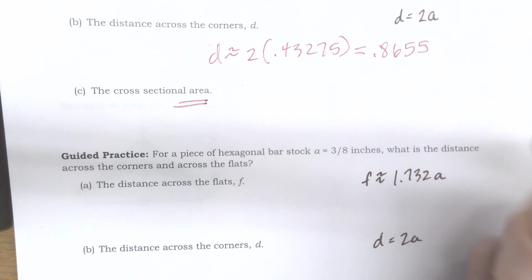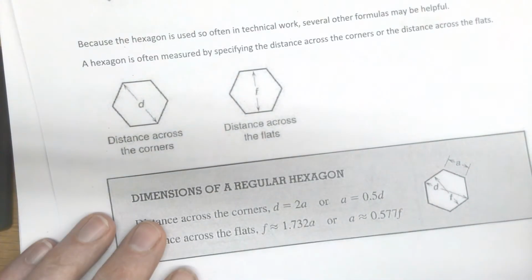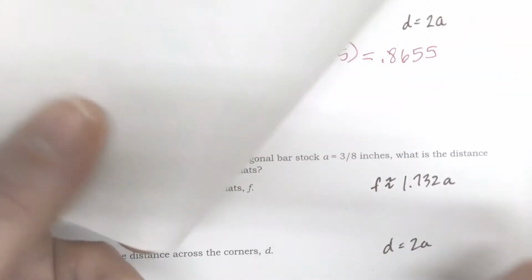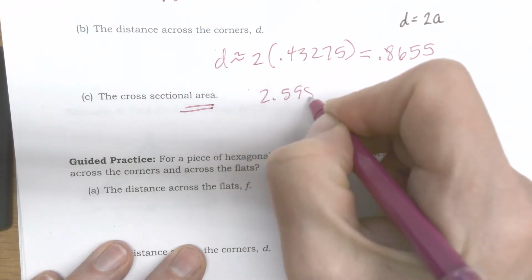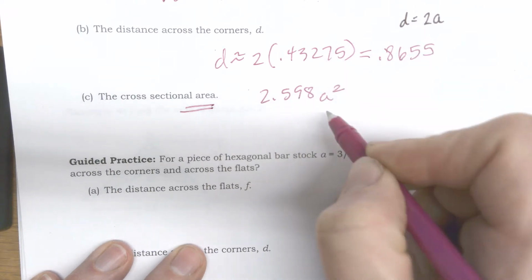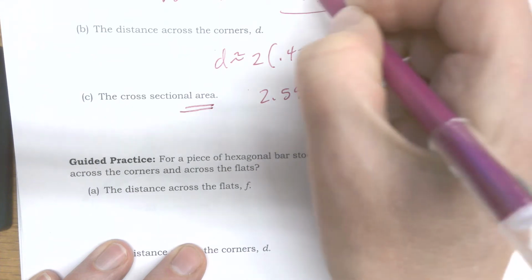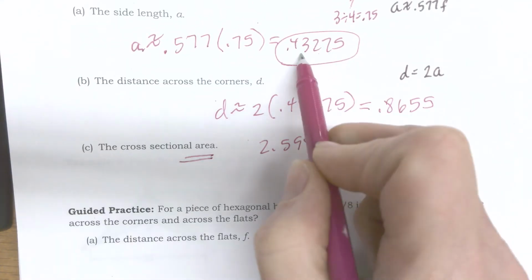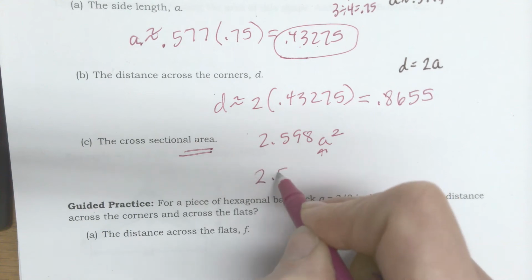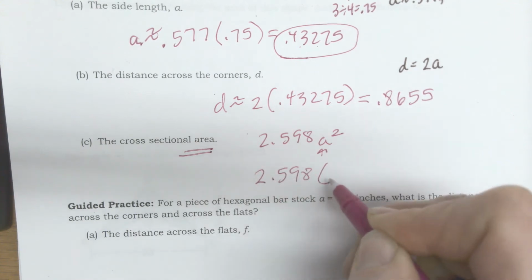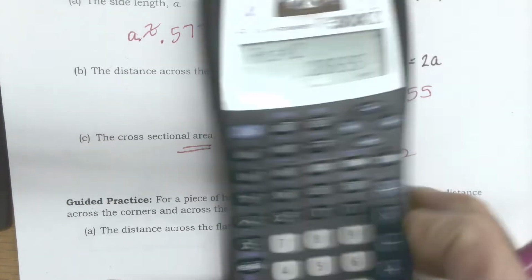Now, if I want to find the area, then I'm going to go back to that area formula from the beginning, 2.598 A squared. So I need A. A I found here in that first one. So I do 2.598 times 0.43275 squared.